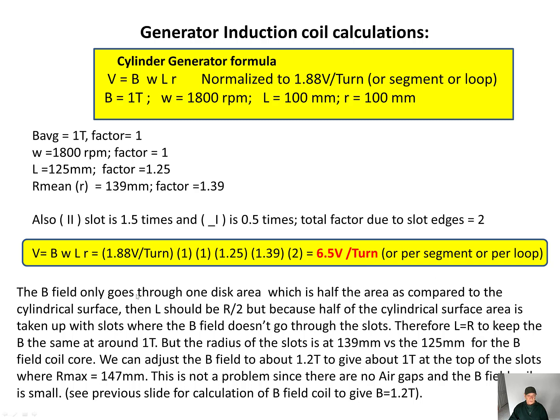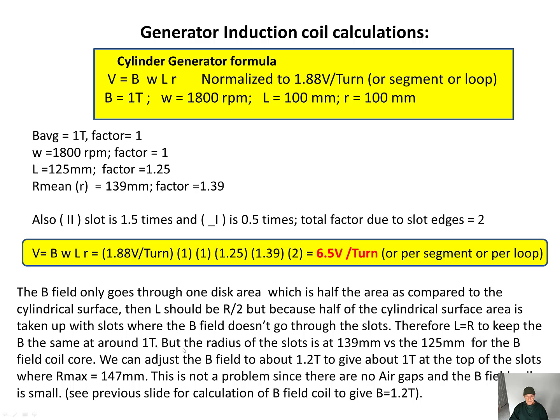The B field only goes through one disc area, which is half of the area as compared to the cylinder surface. Then L should be R over 2. But because half of the cylinder surface area is taken up with slots where the B field doesn't go through, L equals R to keep the same B at around 1 Tesla.